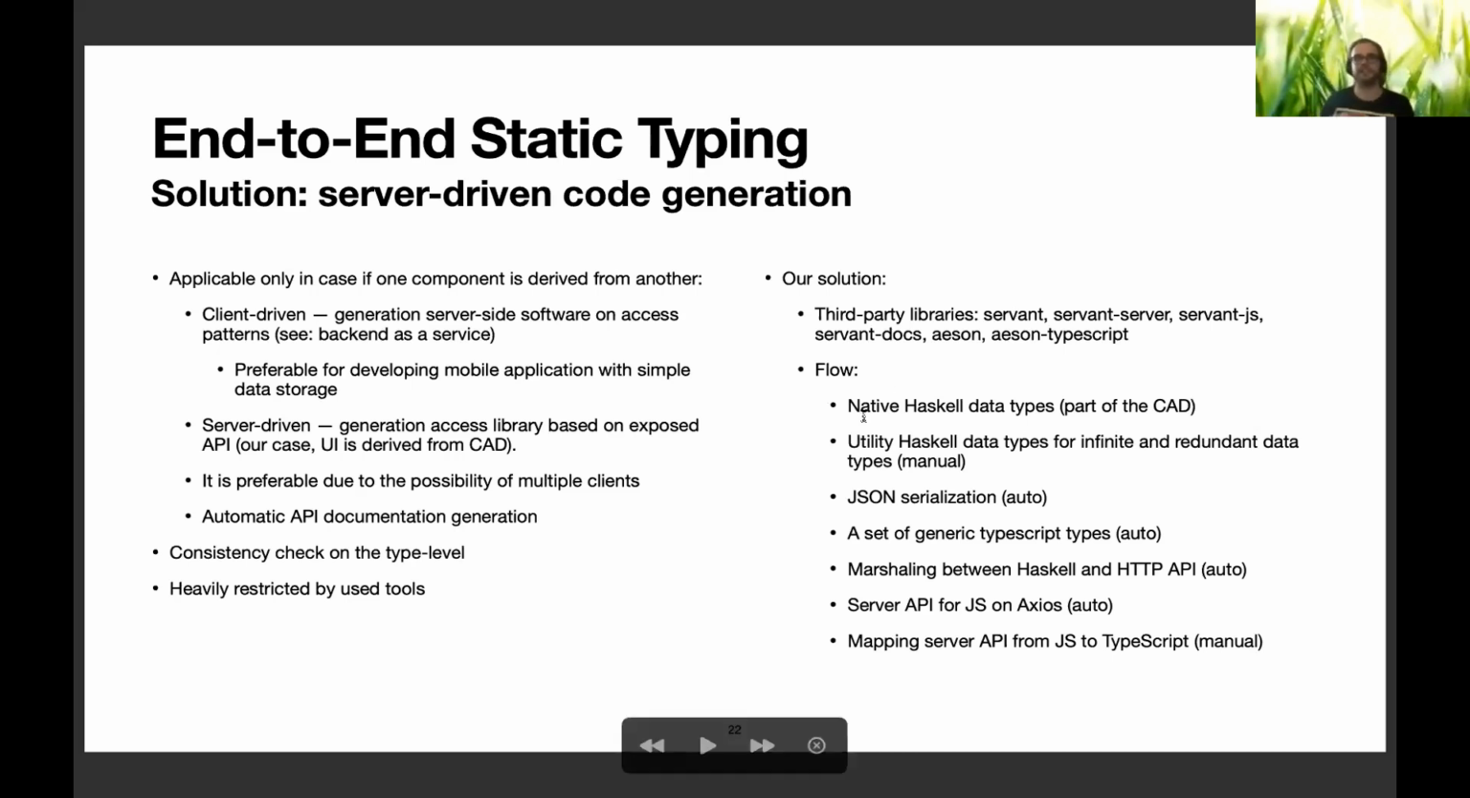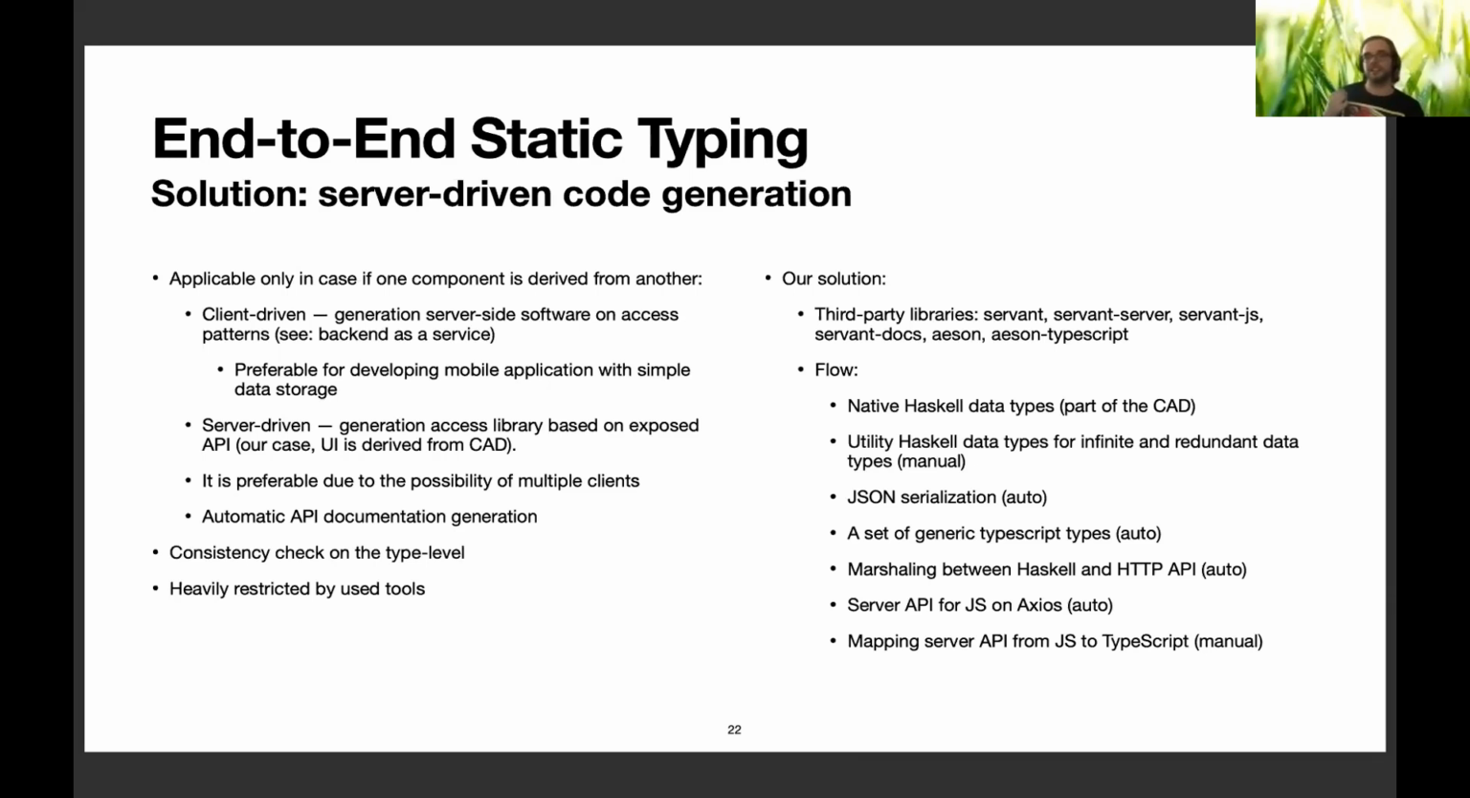We start from the native Haskell data types, which we use in our normal Haskell source code without any specific adaptation. The next level: some Haskell types may be infinite or redundant for the user interface and for the task. Because Haskell is a lazy language, it's normal to work with infinite types. But it is impossible to serialize them into JSON and transfer them to the user interface. So we need to create some utility Haskell data types to work with that in a correct way. And also, we need to implement that manually. And usually, it's not very hard programming. It's traditional boilerplate code for such an application.